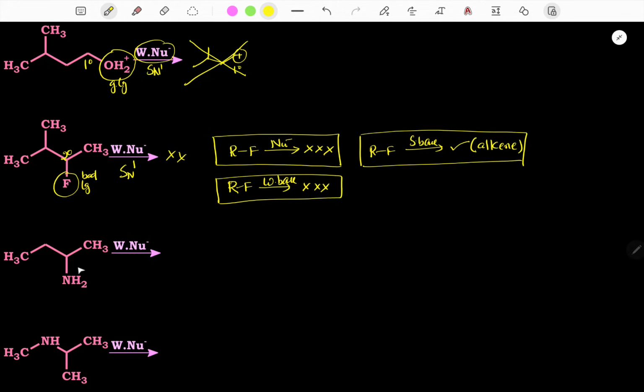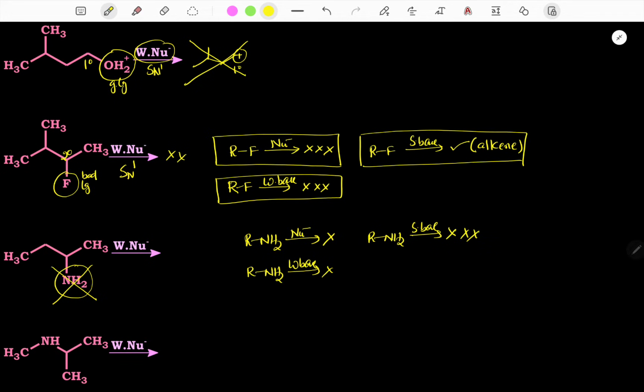Similarly, next one, NH2. NH2 is also not a good leaving group. Therefore, RNH2: nucleophile, no reaction. RNH2, weak base, no reaction. RNH2, strong base, no reaction.